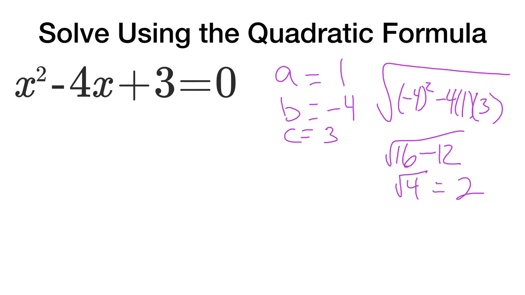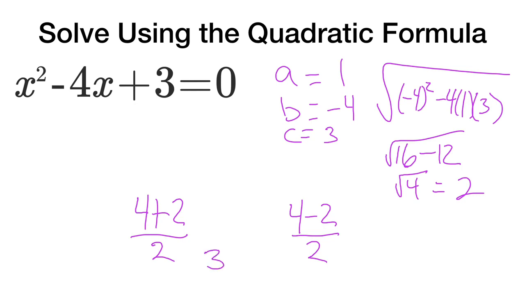So now that I know that, I can just plug these into the equation. So negative b, so negative of negative 4 is 4, plus 2, divided by, let's see, 2 times 1 is 2, or 4 minus 2, divided by 2, meaning that my two answers are 3, because 6 divided by 2, or 1, because 2 divided by 2.